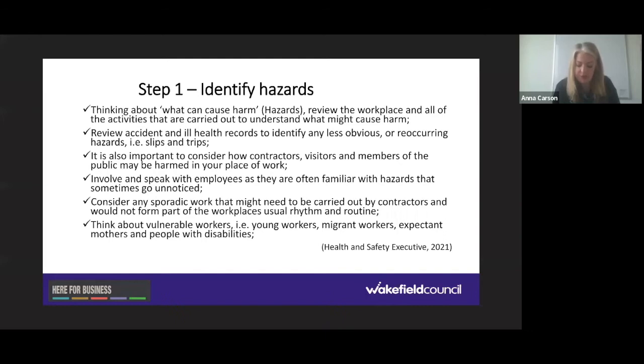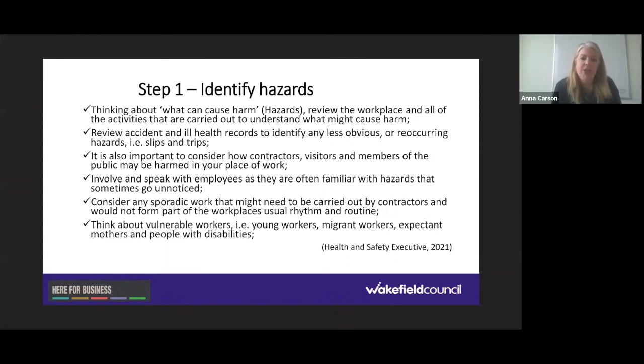It also helps to spot hazards that are harder to find. For example, manual handling or work-related stress. You might find when you're looking through records that you've had quite a few members of staff off with a similar injury who work in a similar role, or a back problem. Could this actually be related to the way that the task is being carried out?